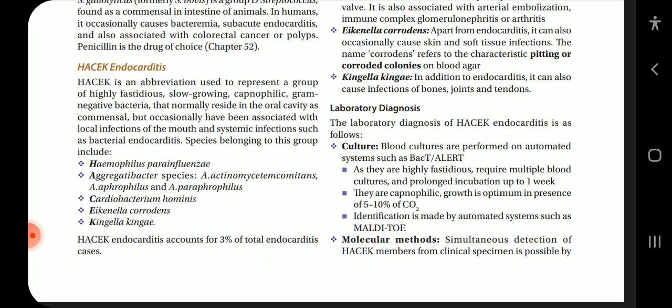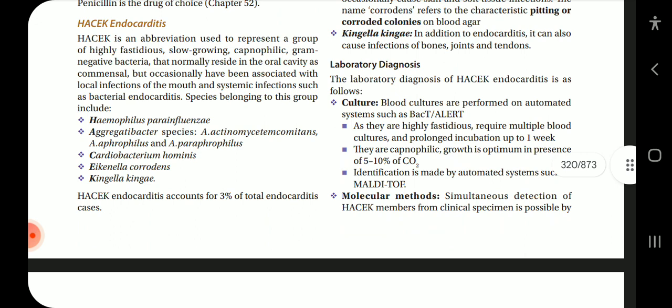In the lab diagnosis of HACEK endocarditis, it is as follows. First we do culture. Blood cultures can be performed on automated systems such as BACTEC or BacT/ALERT. They are highly fastidious, requiring multiple blood cultures and prolonged incubation of up to 1 week. Their capnophilic growth is optimal in the presence of 5 to 10% CO2. Identification is made by automated systems such as MALDI-TOF.